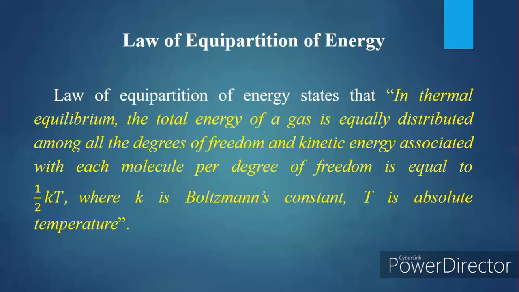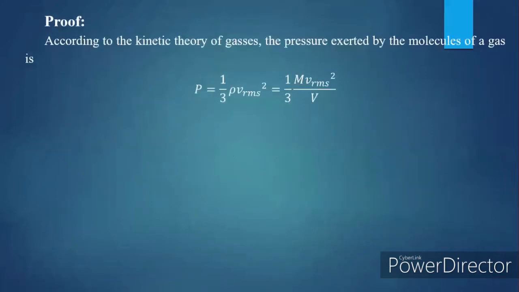So what is the application of this law of equipartition of energy theorem? Basically, let us complete the proof for this theorem. It is very simple. We have to use the simple gas laws and the expression for pressure. In one of the previous classes, I told you that the pressure of a gas according to the kinetic theory of gases is given by P equals 1 by 3 rho into V RMS square, where rho is the density of the gas.